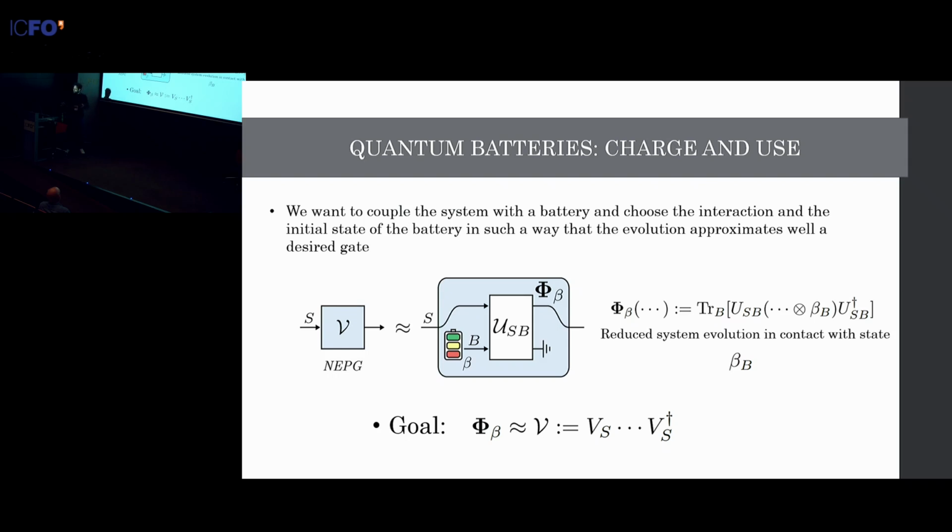This is not a trivial question because, as you know, the CPT map obtained after coupling the system with an environment is typically not even unitary. So we have to engineer the coupling and most of all the initial state of the battery in order to ensure that the map is approximately unitary and very close to the gate that we originally want to implement.